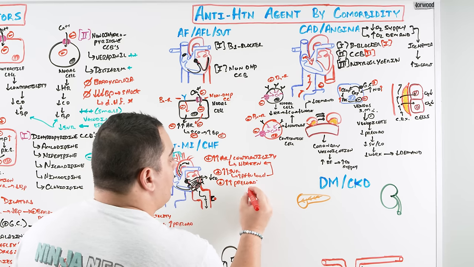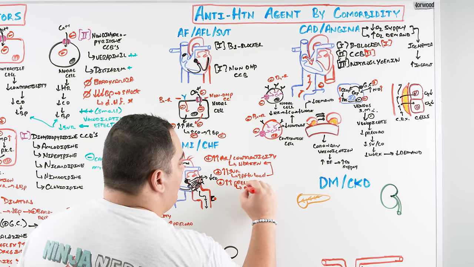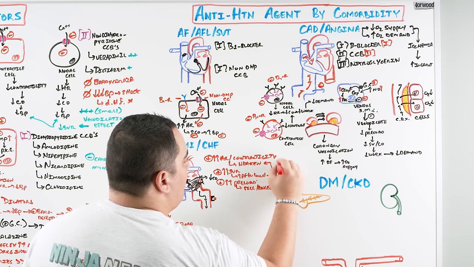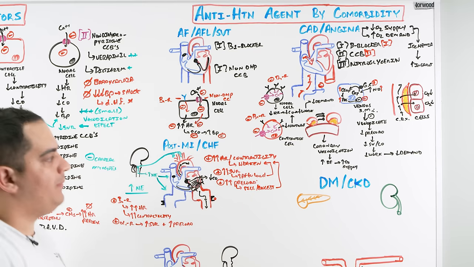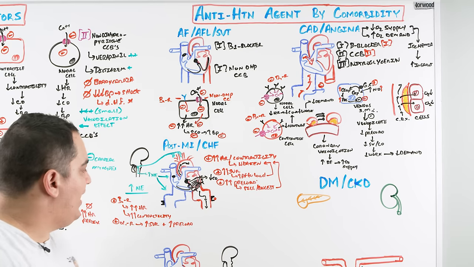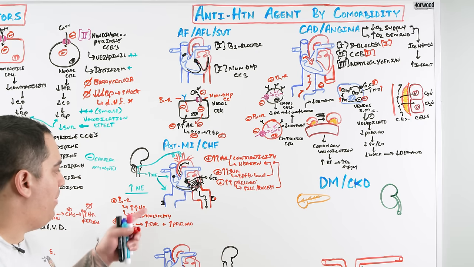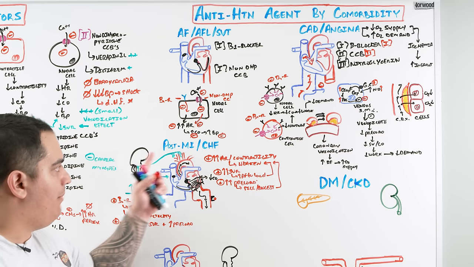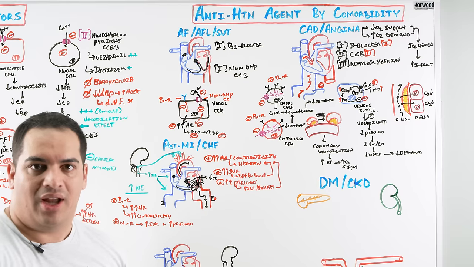So I'm going to give it more blood. I'm going to fill it up. I'm going to congest it, and I'm going to have it have more blood, unfortunately, and weaken it even more. So you see how this is problematic, right? So what I can do is give drugs that block the beta 1 receptors and that block the alpha 1 receptors in patients who are post-MI and CHF.